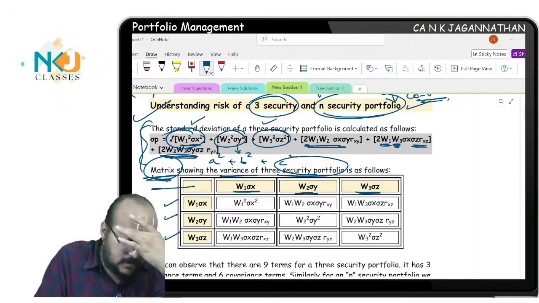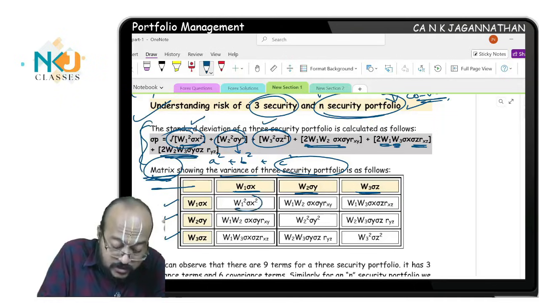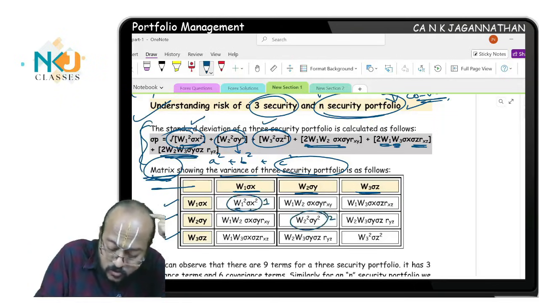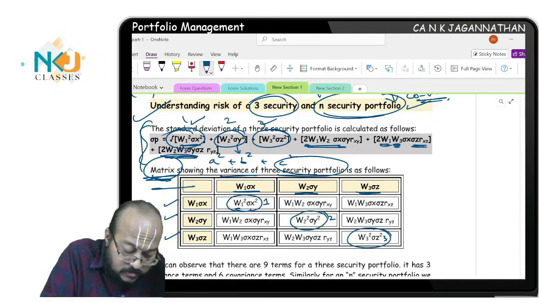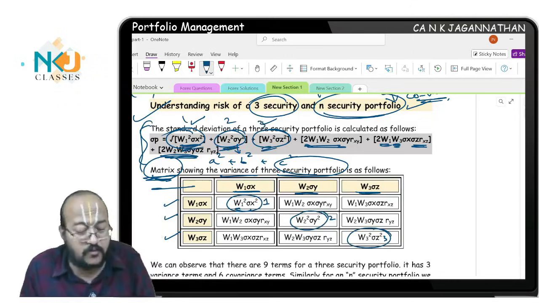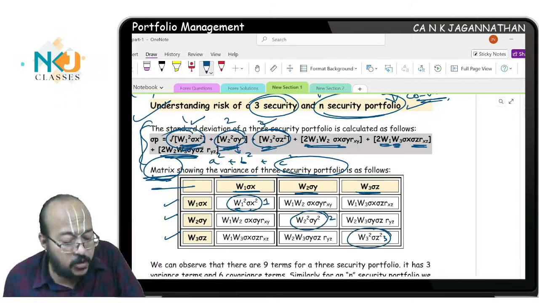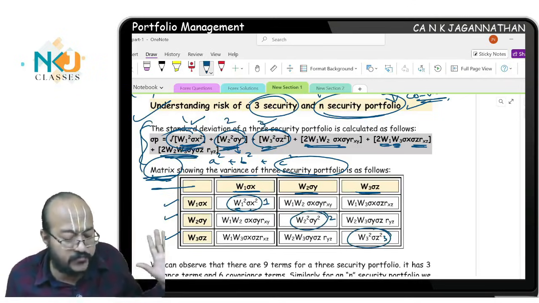Now see what happens. Variance terms: W1 square sigma x square is 1, W2 square sigma y square is 2, and W3 square sigma z square is 3. These 3 get substituted in this formula. Are you understanding? Now, 2 into W1 W2 sigma x sigma y correlation of x and y is there. Observe carefully.